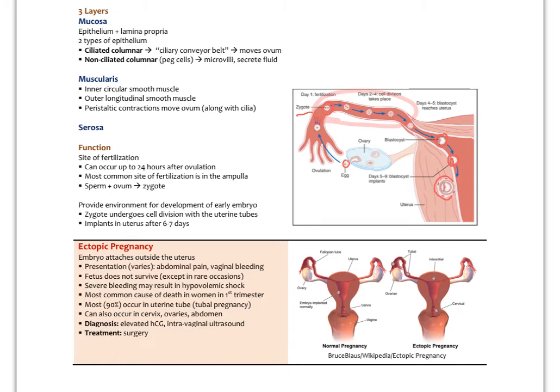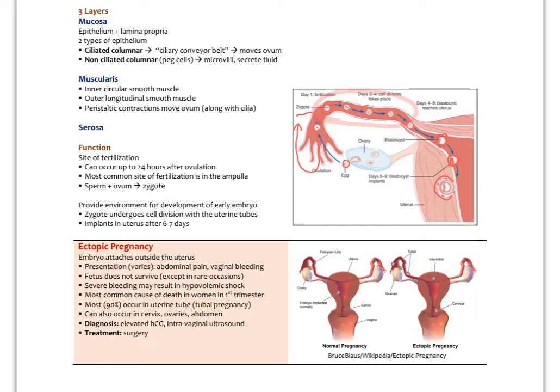In fact, ectopic pregnancies are the most common cause of death in women in the first trimester. About 90% occur in the uterine tubes. This is called a tubal pregnancy, so it's going to implant in the tube and not down in the uterus. It can also occur in the cervix, the ovaries and the abdomen. The zygote can, unfortunately, move out of the infundibulum and into the abdominal cavity, and it can attach anywhere along those sites.